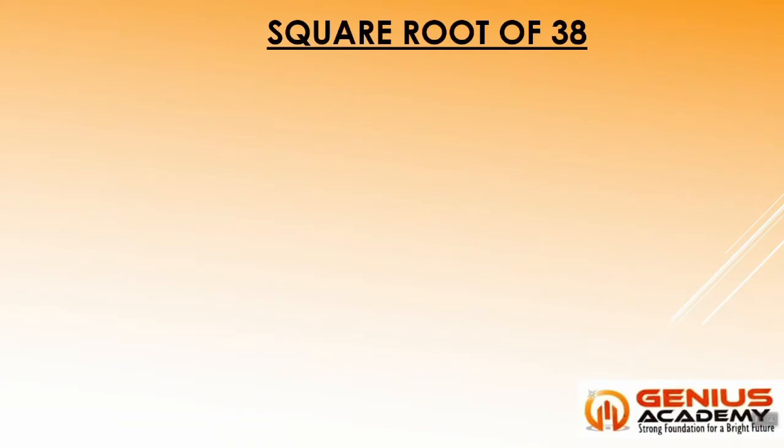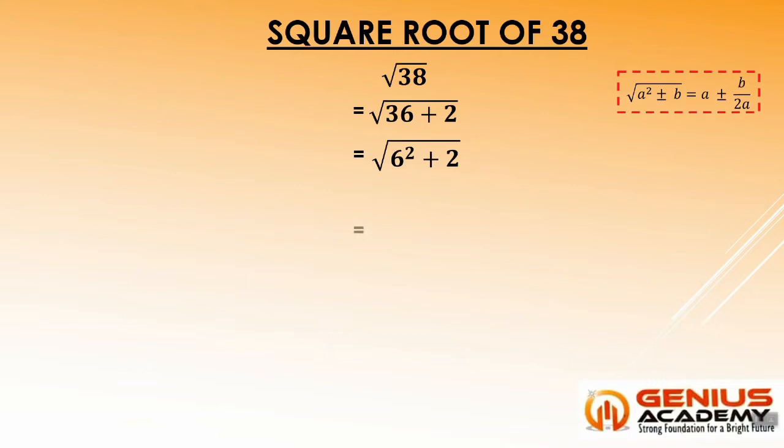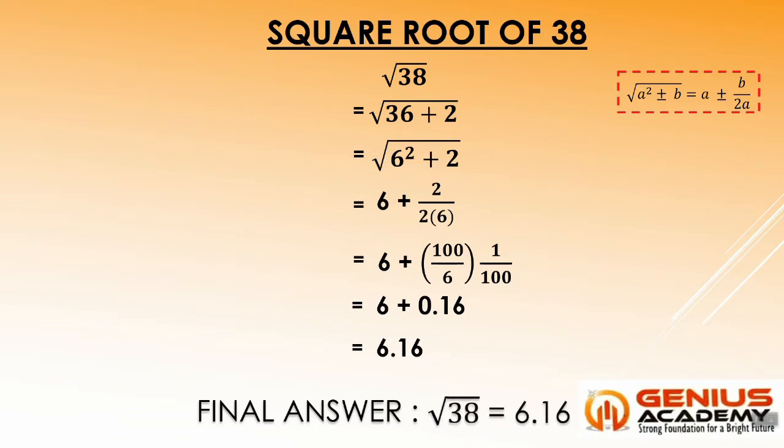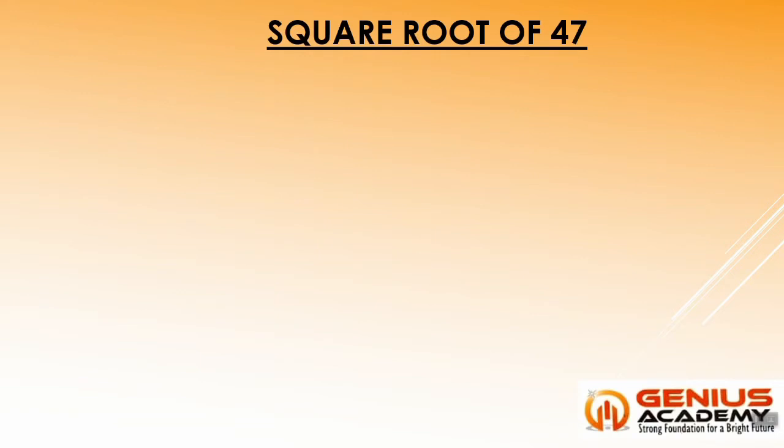Let us find the square root of 38. We know the nearest square to this is 36, which we can write as 6 square plus 2. Now according to our formula, this will be 6 plus 2 upon 2 into 6. But the 2s get cancelled. So we get 6 plus 1 upon 6. To make the calculation easy, we multiply and divide by 100. Now 100 upon 6 is 16. But when you divide by 100, you get 0.16. So the final answer is 6.16. So root 38 is equal to 6.16.